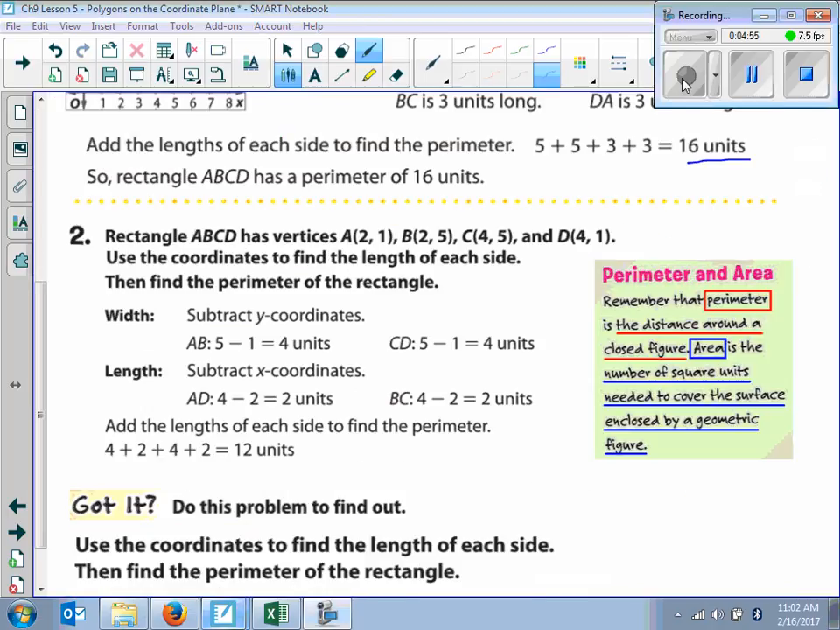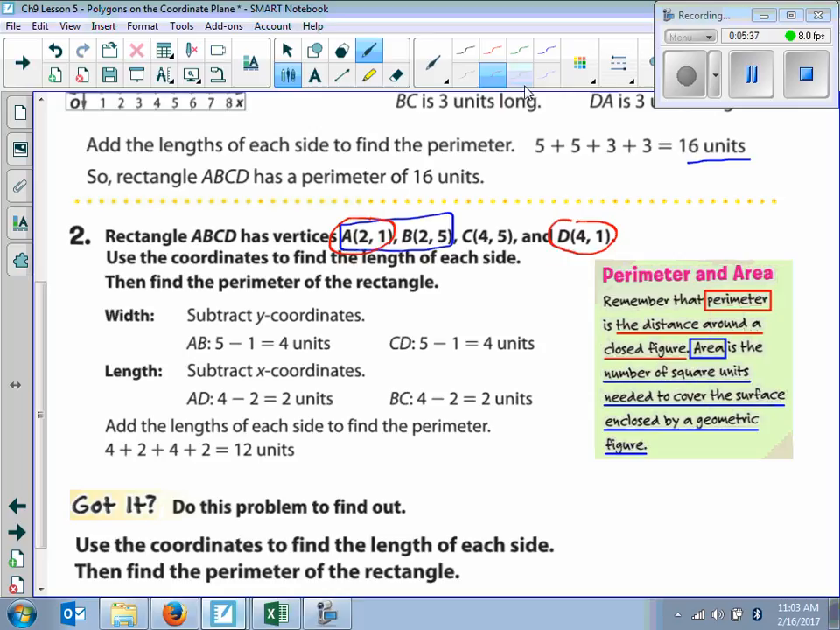Example 2 is the same as example 1, except they just haven't drawn a picture. Here, you're going to subtract the y coordinates for AB because they have the same x coordinates. And for line segment AD, there's A and there's D. They have the same y value, so we're going to subtract the x coordinates. Okay?